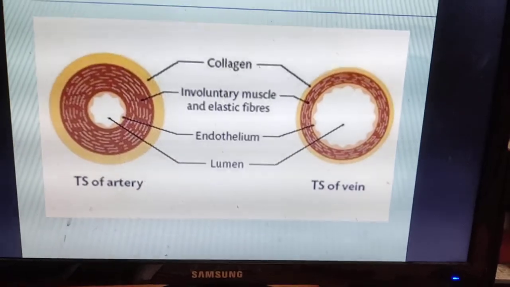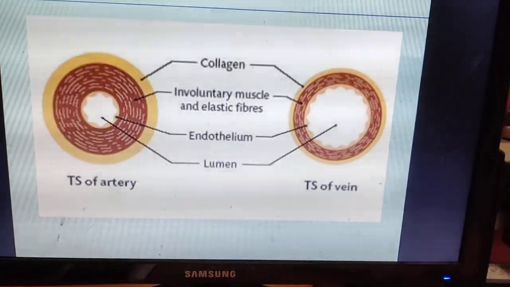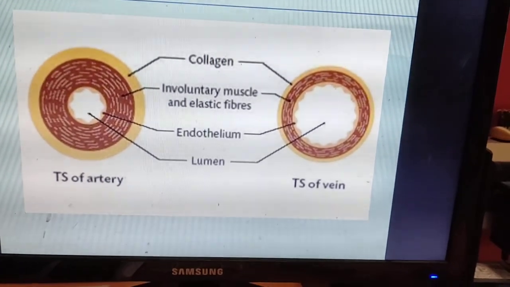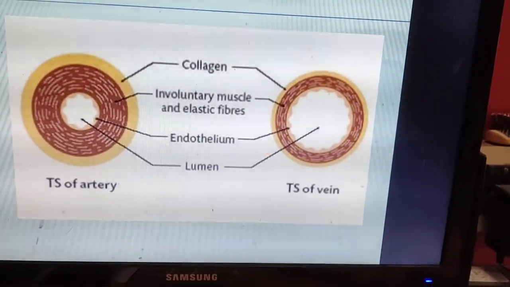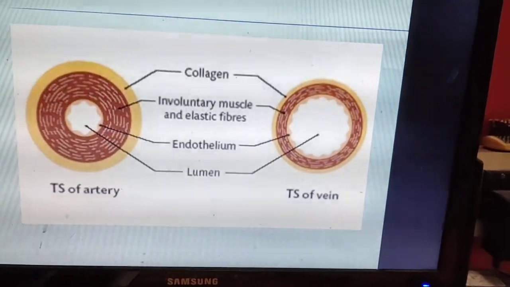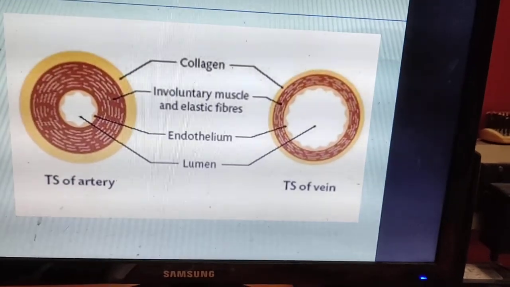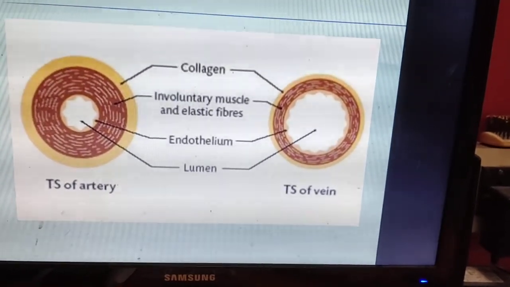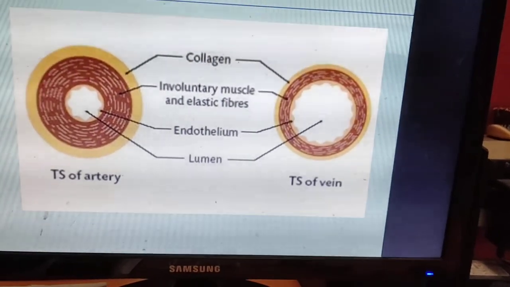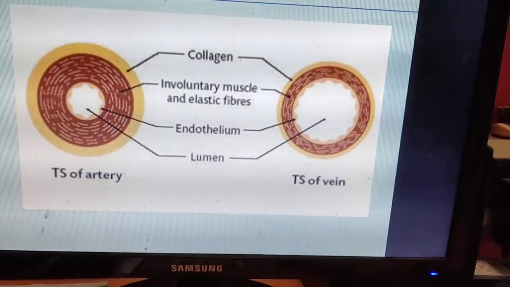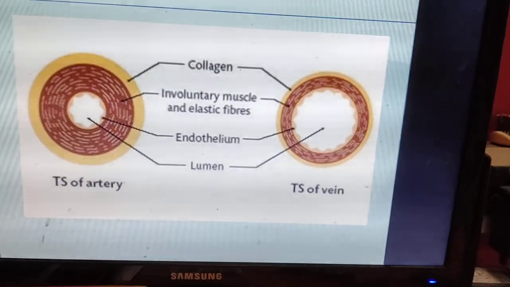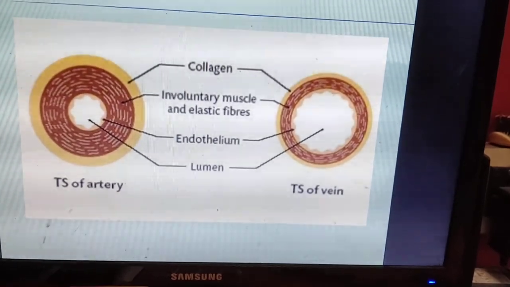Next, this diagram is also important: TS of artery and TS of vein. These are the transverse sections, cross sections of artery and vein. And as you can see, in both the diagrams there is a bit of difference, like the diameter of the lumen. As you can see, the white portion inside the diagram, that is the lumen. As artery is very thick, the lumen is very small, and as vein is a very thin structure, the lumen is very wide.